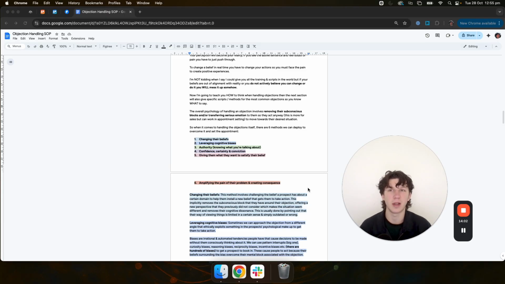As an example, with a prospect who says they want to do things themselves, it's about challenging that belief. I've got scripts for it as well, but there are certain ways you have to go about it that don't create combativeness, which is what the frameworks are for later.